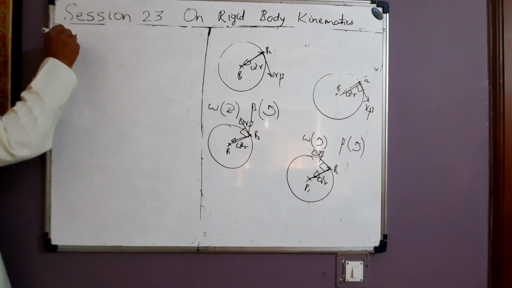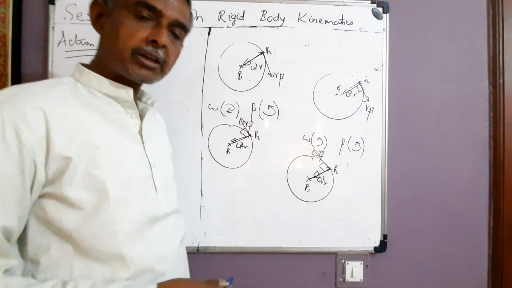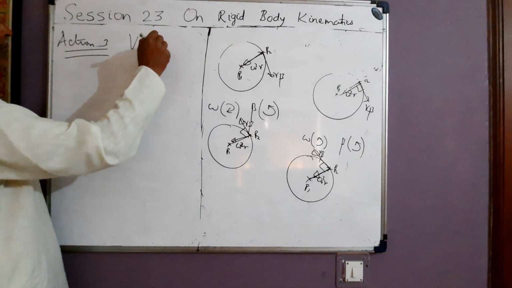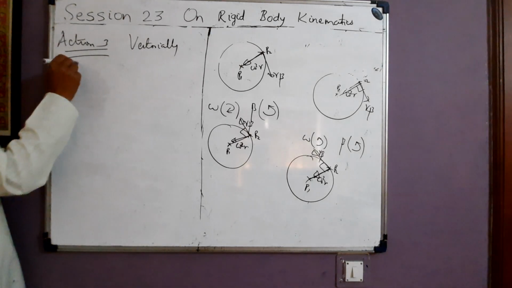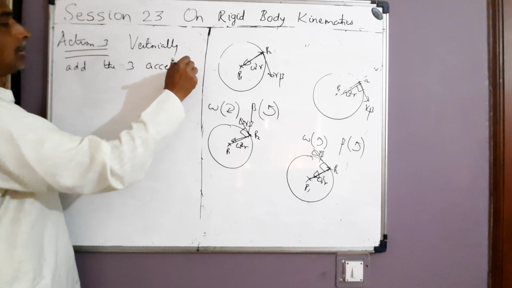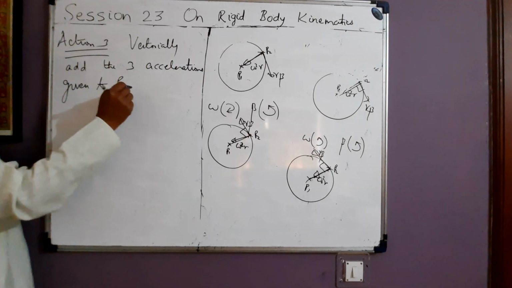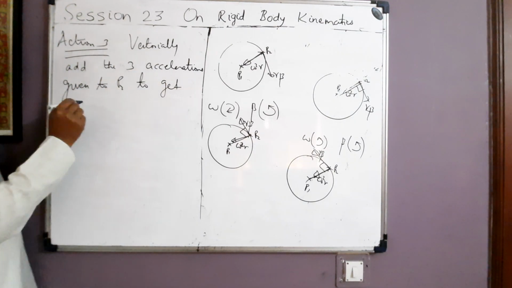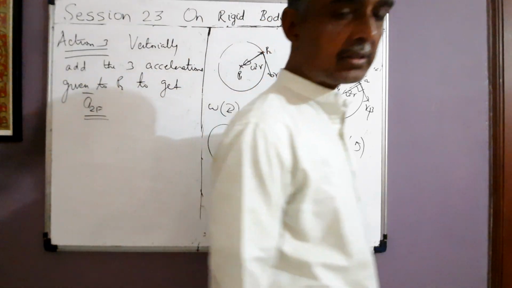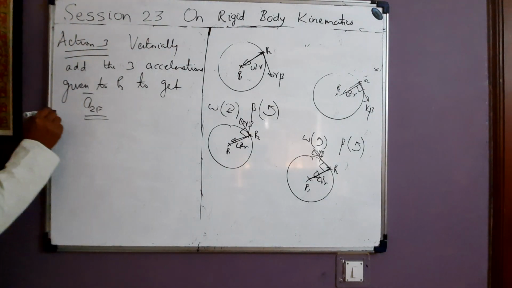And action 3, what we have to do? Vectorially add all the three terms given to P2 to get the acceleration of P2 with respect to F at the given instant. Vectorially add the three accelerations given to P2 to get A2F. This is a three-step procedure again: action 1, action 2, action 3. Fine. Now see.